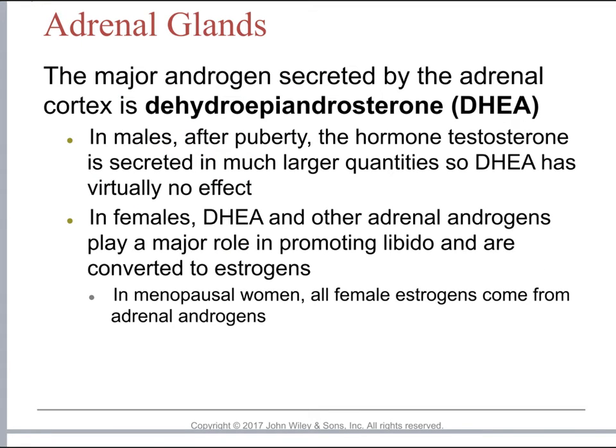Again, elaborating on our dihydroepiandrosterone, this is that major androgen that's secreted by the adrenal cortex, specifically the zona reticularis. In males, after puberty, the hormone testosterone is secreted in much larger quantities, so DHEA has virtually no effect. That's why we said it was insignificant. In females, DHEA and other adrenal androgens play a major role in promoting libido and are converted to estrogens. In menopausal women, all female estrogens come from the adrenal androgen. So as we said before, when women reach menopause, this layer is specifically important to estrogen production.